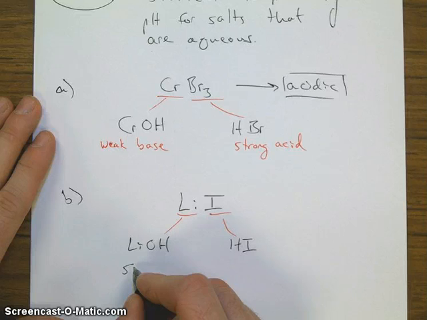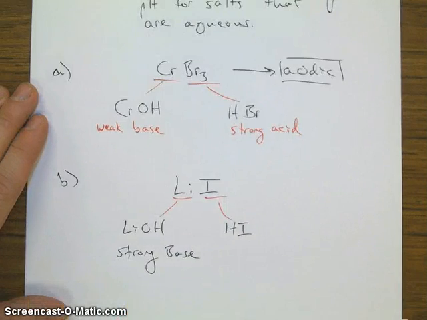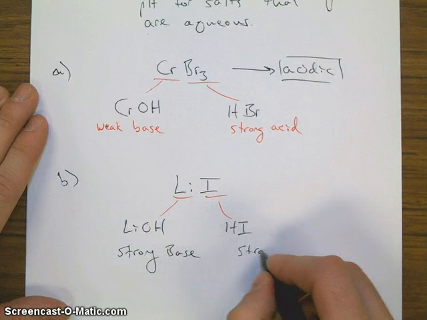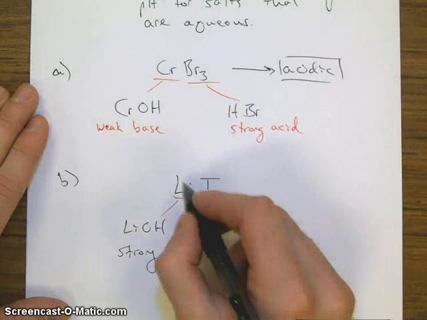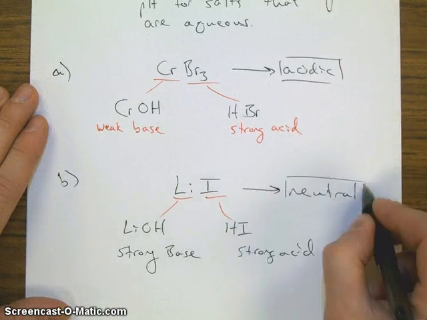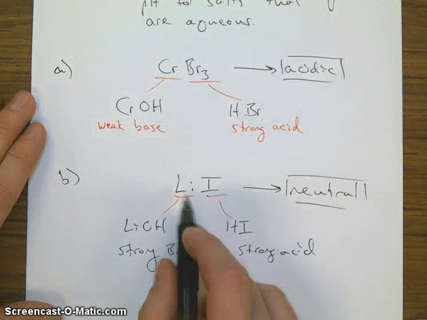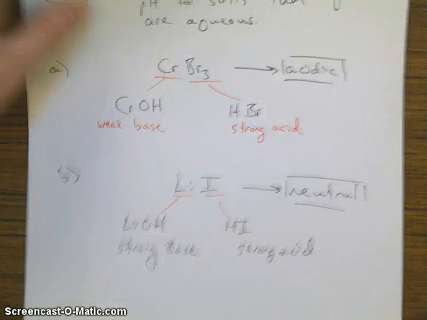LiOH is a strong base. HI is a strong acid. So when these two interact with one another, this would form a neutral solution. That would be your answer. So when LiI, lithium iodide, dissolves in water, it actually forms a neutral solution. Let's do the next one.